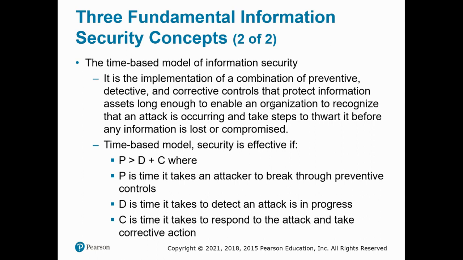Okay, it uses a very simple formula, P greater than D plus C. All right, so let's look at the ingredients of this formula. P is the time it takes an attacker to break through preventive controls. So we want to make sure that this time is larger than D and C. D is the time it takes to detect an attack in progress, and C is the time that it takes to respond to this attack and take some corrective actions.